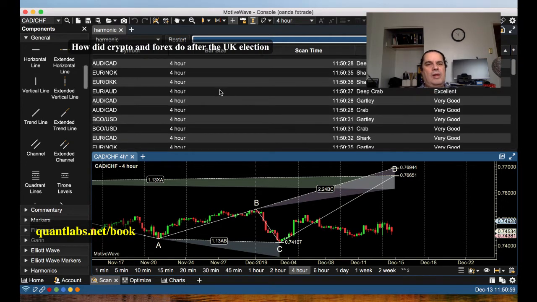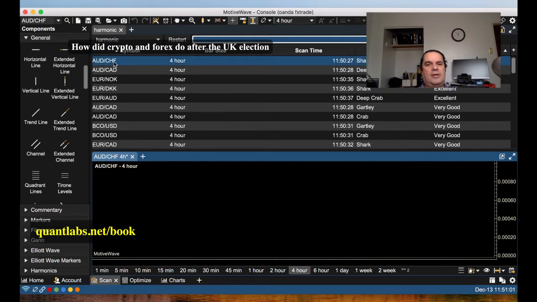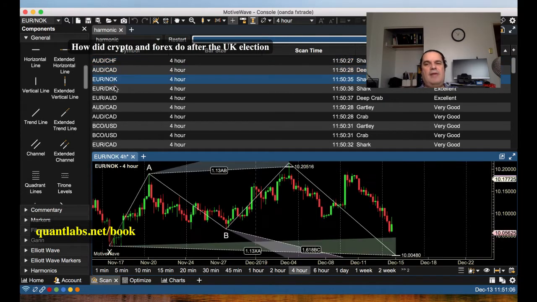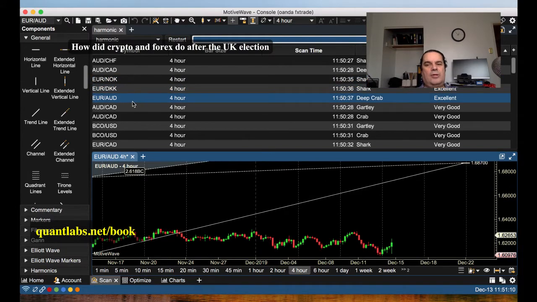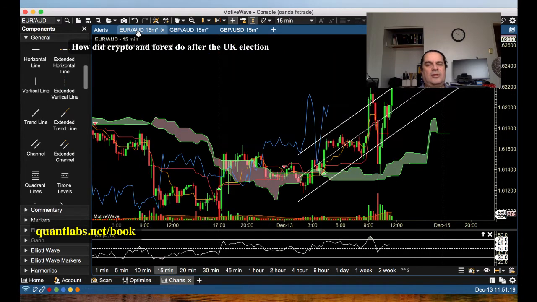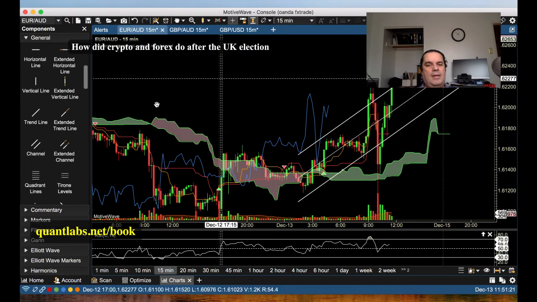Okay, so we have Australian CHF we looked at, Australian Canadian dollar we looked at. Nah, the Scandinavian are up there. They're doing okay, but they're shorting anyways. Euro and Australian dollar, I think we have that open. So that might be, yeah. So the Euro Australian dollar looks good. And you can see there's some nice green there on the Ichimoku.